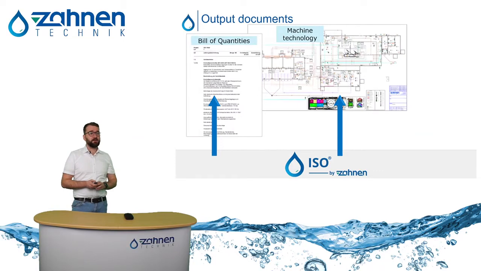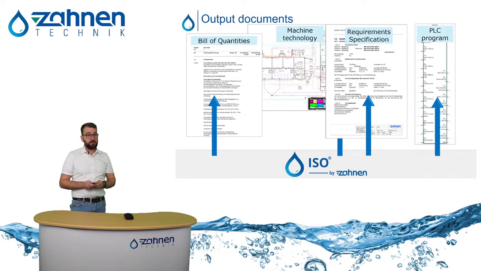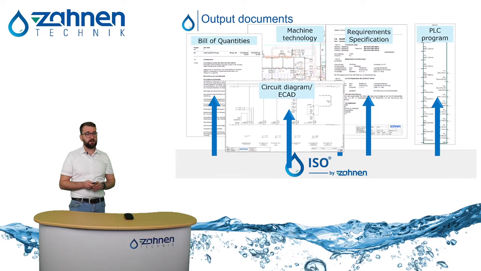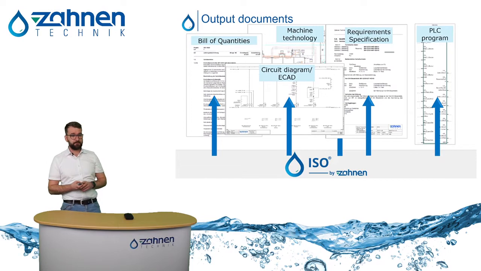Furthermore, we can generate technical drawings. We can generate requirements specification, even PLC programs, and circuit diagrams can be generated too. All these output documents are created based on the added information and digitized standard requirements. That way, the diligent work is automated and the engineer can focus on the individuality of the project. That means all documents are created in open file formats, so they can be easily individualized.